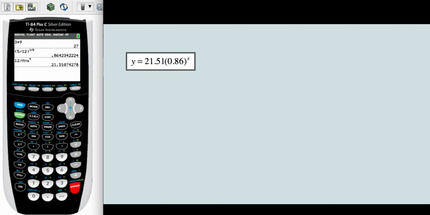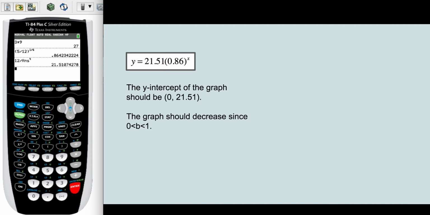There's our equation again. According to this statement, our equation, the y-intercept of the graph should be at (0, 21.51), and the graph should decrease because our b value is strictly between 0 and 1. Taking a look at a quick sketch of our original points, (4, 12) and (10, 5), and putting in an exponential function between them, we do see that the graph decreases from left to right. And looking at this graph, we can see that the y-intercept is a bit above 20, and so our y-intercept is reasonable.